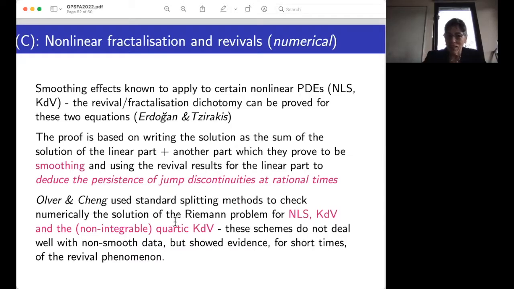What is interesting is that numerics seem to imply that this persists. This kind of revival of the discontinuity in the initial condition is a much stronger property than integrability of the nonlinearity. Numerics, of course, show this weak revival for NLS and KdV, but also for non-integrable equations that have the same linear parts, such as the quartic KdV.